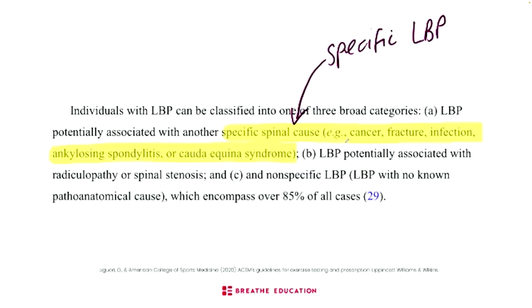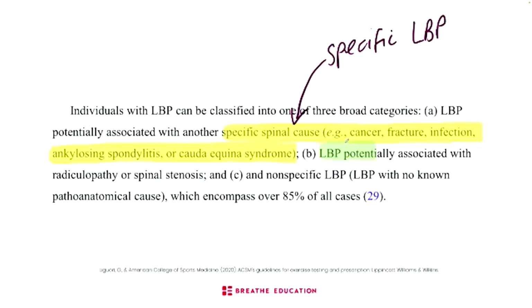So specific low back pain is low back pain caused by basically a medically serious issue, something like cancer, a spinal tumor, a spinal fracture, infection within the spinal cord, ankylosing spondylitis, which is a neuroimmune / genetic condition where your own immune system attacks your spine, and cauda equina syndrome, which is a medical emergency where there's a major compromise to your lower spinal cord. So all of those things are classified as specific causes of back pain. So that's the first category.